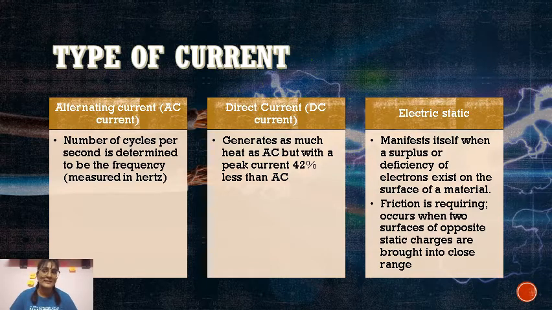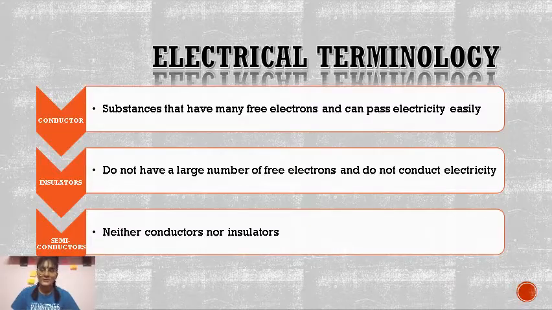The third is electric static, which manifests itself when a surplus or deficiency of electrons exists on the surface of a material. Friction occurs when two surfaces of opposite static charges are brought into close range in electric static. Not only that, there are three types of electrical terminology, which are conductor, insulator, and semiconductor.